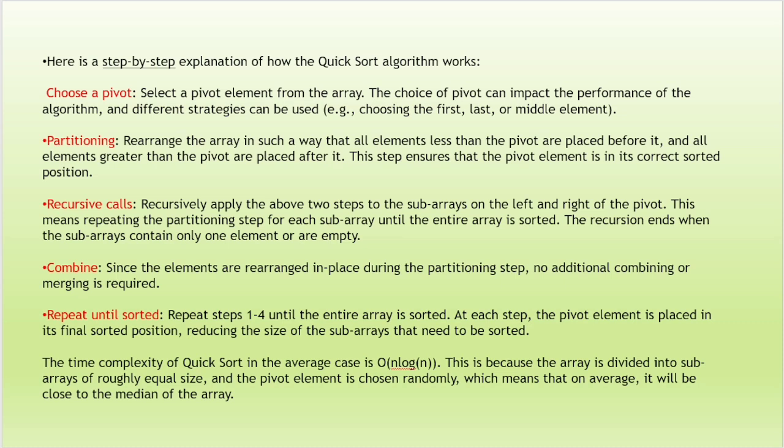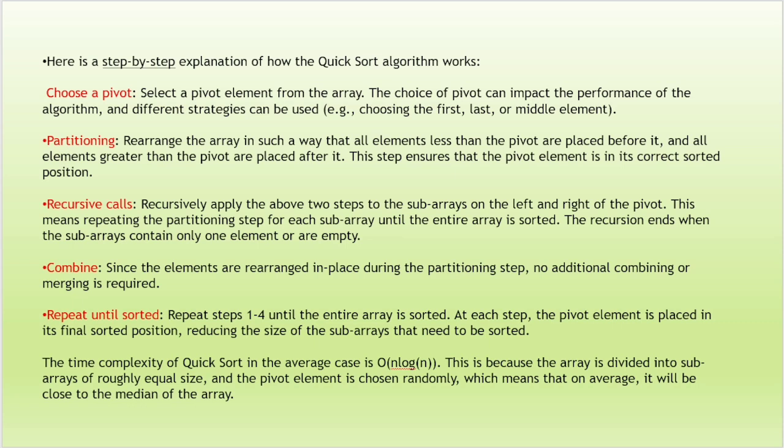Recursive calls. Recursively apply the above two steps to the subarrays to the left and right of the pivot. This means repeating the partitioning step on each subarray until the entire array is sorted. The recursion ends when the subarrays contain only one element or are empty. Combine: since the elements are rearranged in place during the partition step, no additional combining or merging is required. Next, repeat until sorted. Repeat steps 1 to 4 until the entire array is sorted.